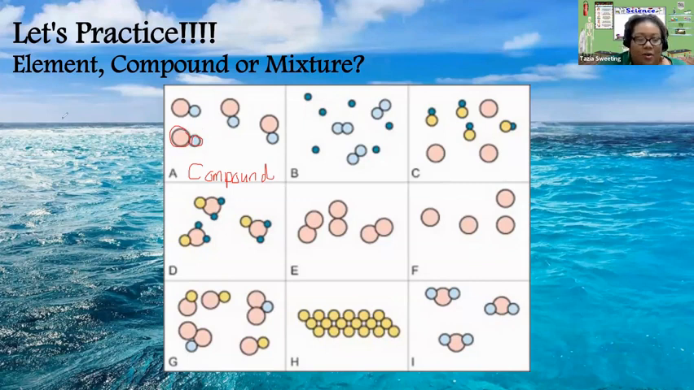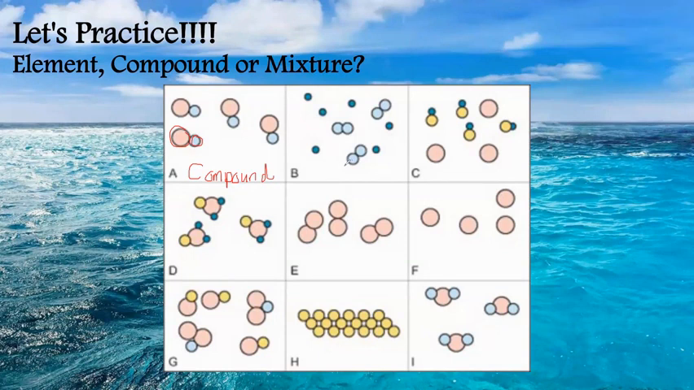Very good. What about B? Who wants to do B for me? I see Trinique. B is a mixture. And why did you say a mixture, Trinique? B is a mixture because it's two different elements physically combined.